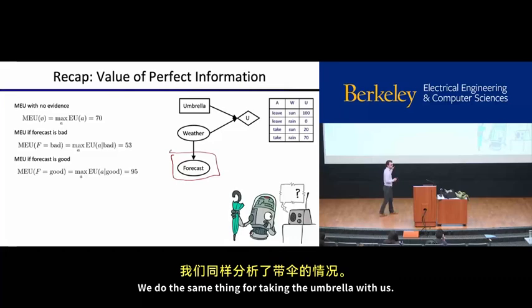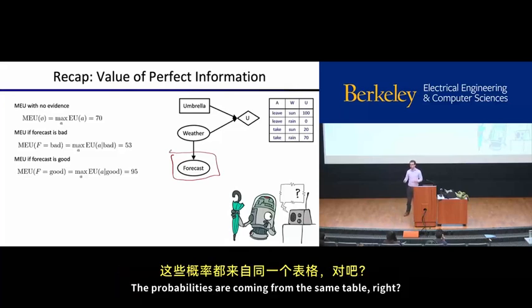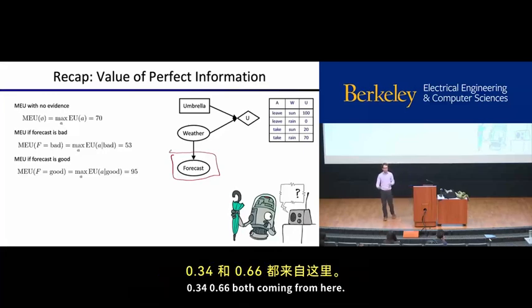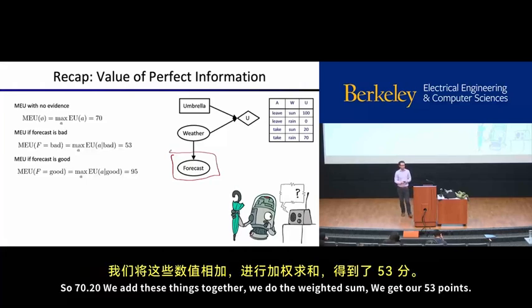We can do the same thing if the forecast is good. The forecast might be good. Who knows? We get the maximum expected utility is 95. Okay? So each time we're instantiating the evidence, we're thinking about all the actions we could take, we're computing the expected utility of taking that action, and then we're taking the action that leads to the biggest expected utility.